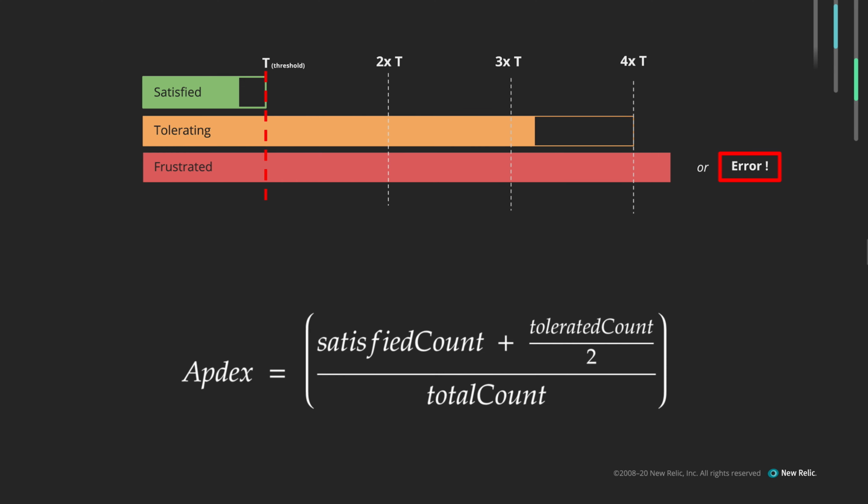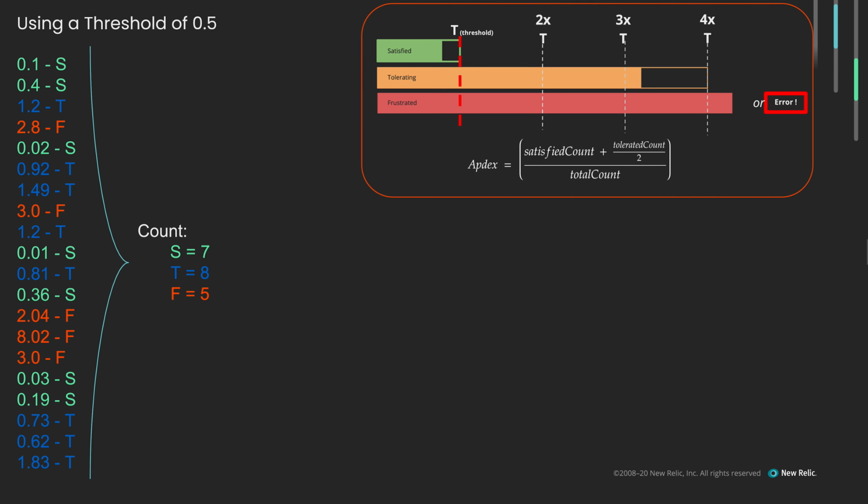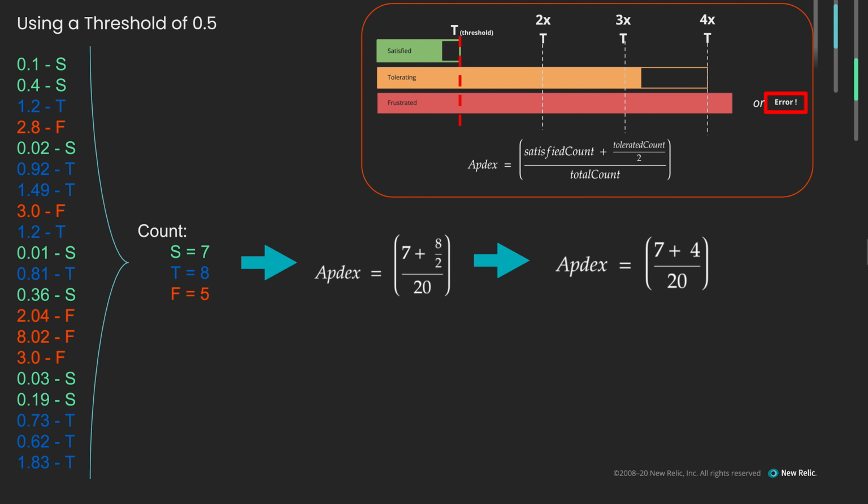So let's take a look at an example. We have a number of transaction response times here over on the left. This is assuming a threshold of 0.5, so 500 milliseconds. So with this, we have 7 satisfied transactions, 8 tolerated transactions, and 5 frustrated transactions. So plugging that into that equation, we have 7 plus 8 over 2, divided by 20 as our total. And so that looks like 7 plus 4 over 20, which is 11 over 20, equals 0.55. That is our aptX score.